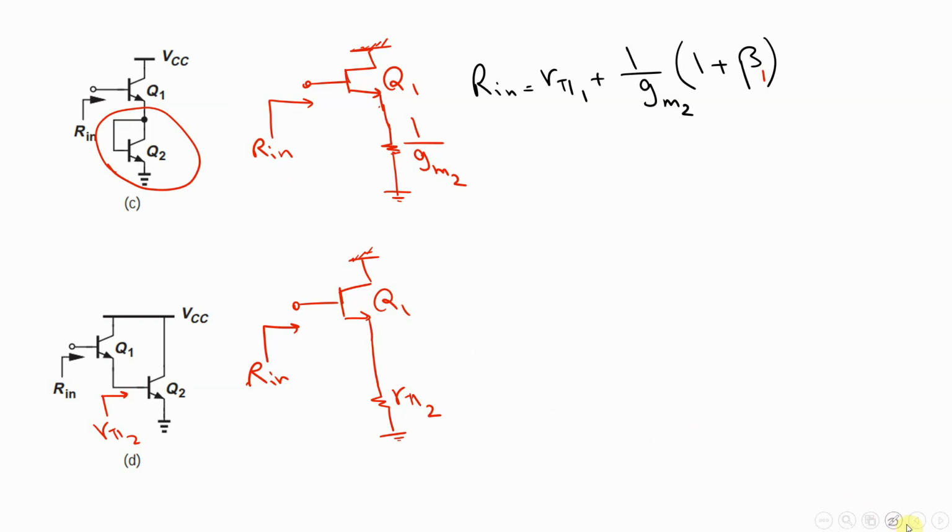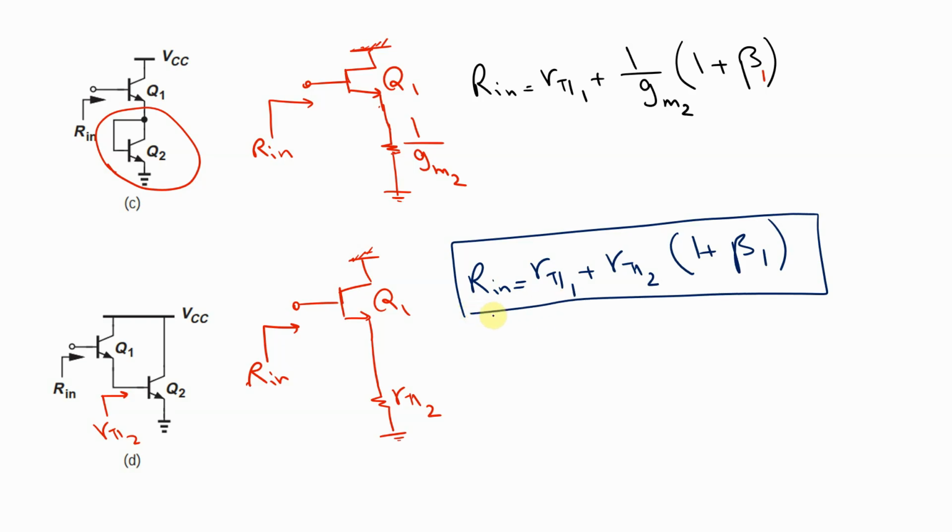So here Rin equals, again, R pi 1 plus R pi 2 times 1 plus beta 1. This is a really great strategy. I told you already, you have to keep this formula in your mind, about how we can see a resistance from the base when we look through the emitter.